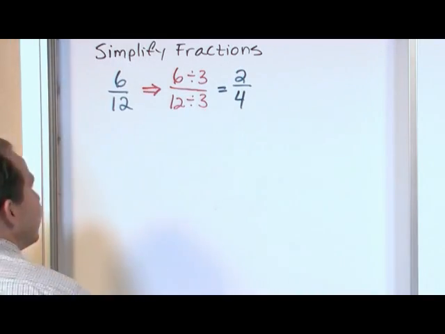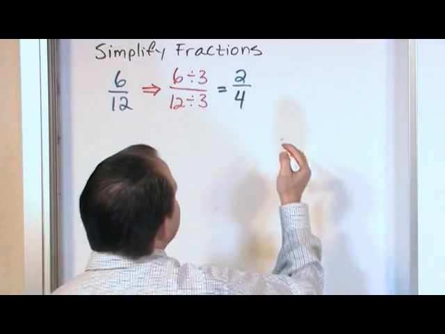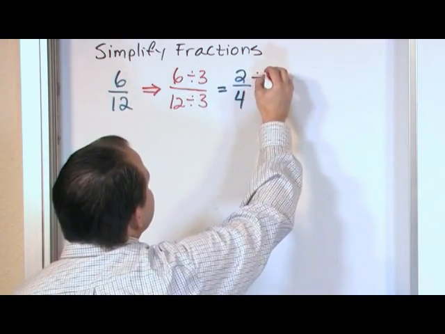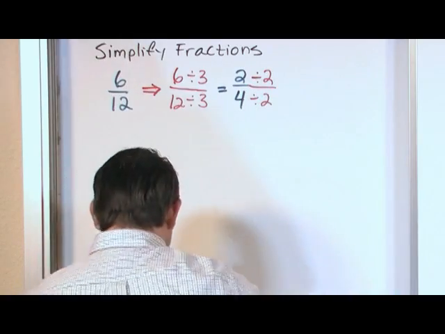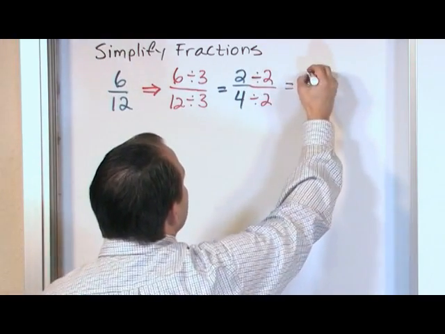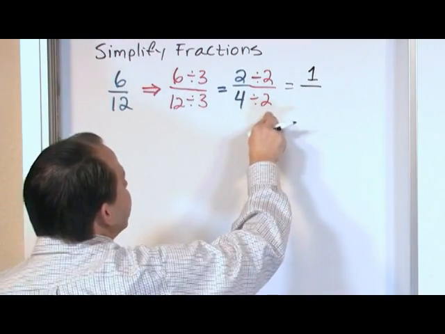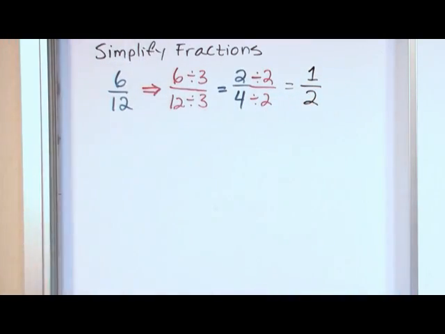But if I notice, I can actually simplify this one even further because I look at 2 and 4 and I know I can divide by 2. So I can divide the top by 2 and I can divide the bottom by 2. When I do that, what is 2 divided by 2? That's 1. What is 4 divided by 2? That's 2. So here I've arrived at the 1/2 that we've been talking about this whole time.